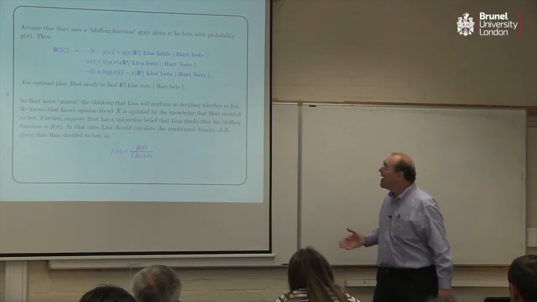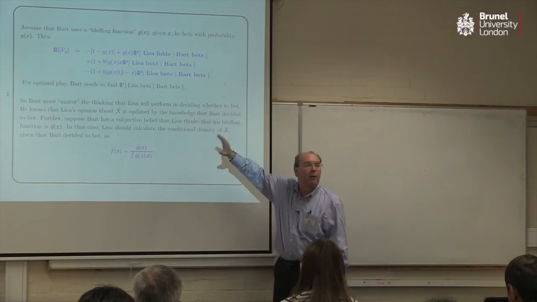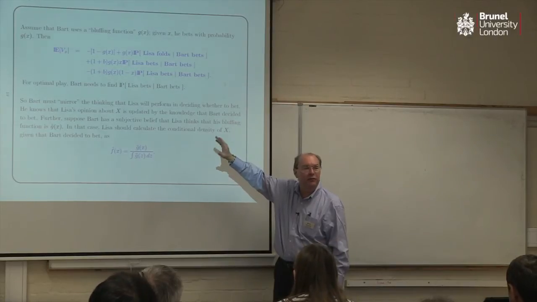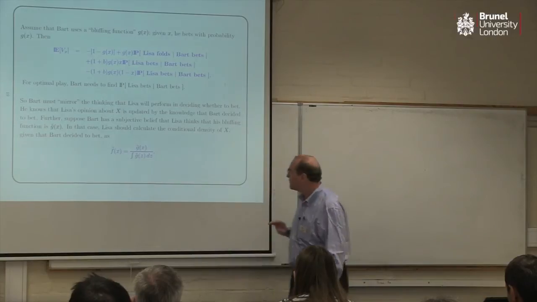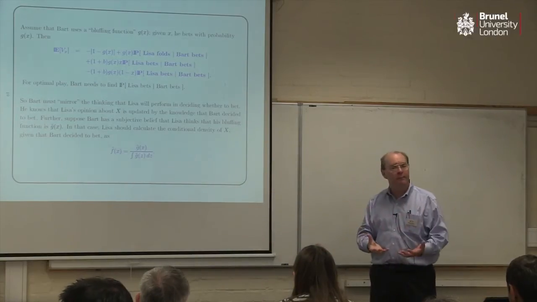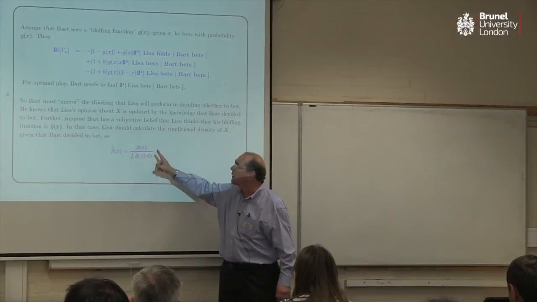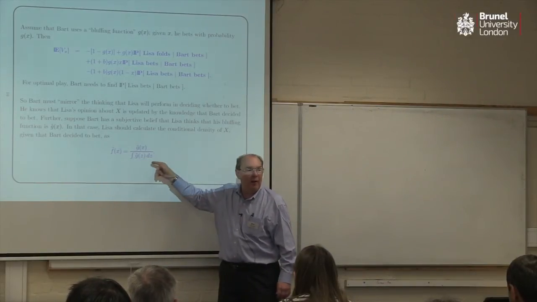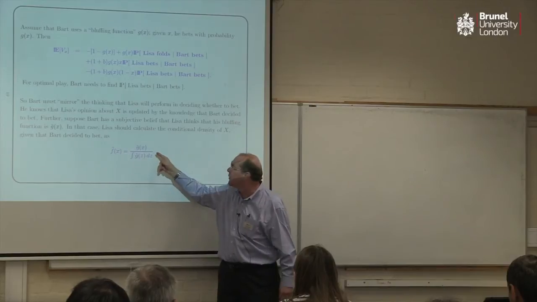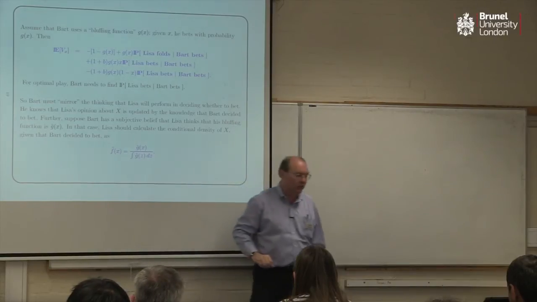All of those would be reasonable things, and Bart might use some process of disinformation to convey this impression to Lisa. However it happens, Bart has some belief about what Lisa thinks is his bluffing function, and we call what he thinks, she thinks, he thinks G tilde. And so given that Bart bets, Bayes' rule says that Lisa's posterior distribution over the density of his X, the number that he drew, is going to be G tilde of X over the integral of G tilde of X.